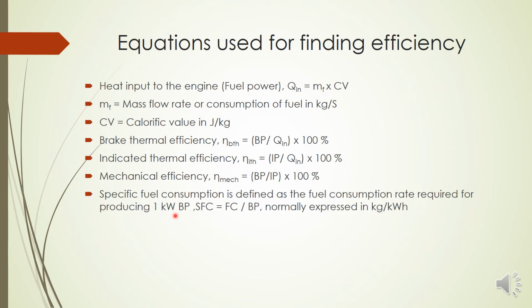So what is the meaning of this? Suppose you are using an engine and its SFC is 0.5 kilogram per kilowatt hour. The meaning is that the engine can produce 1 kilowatt brake power using 0.5 kilogram per hour of that fuel. So the less the SFC, the better the engine will be. We have to reduce the SFC value for getting good performance.